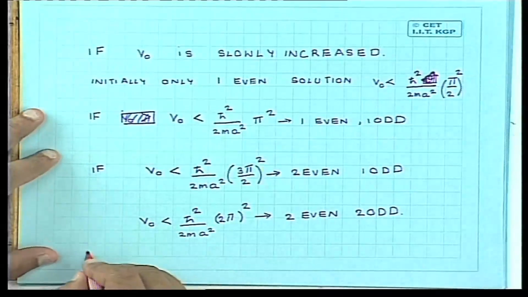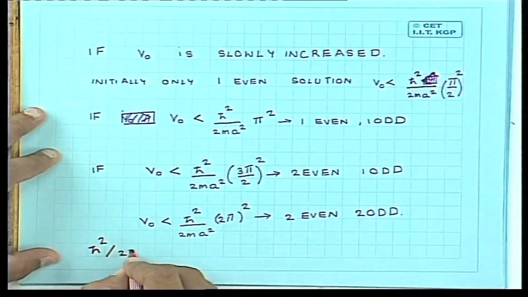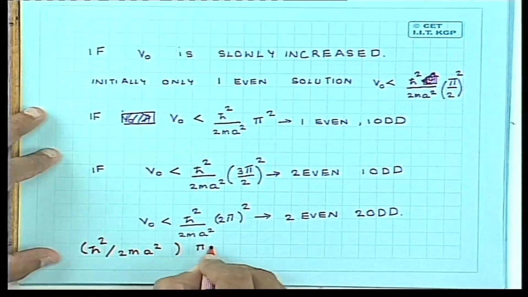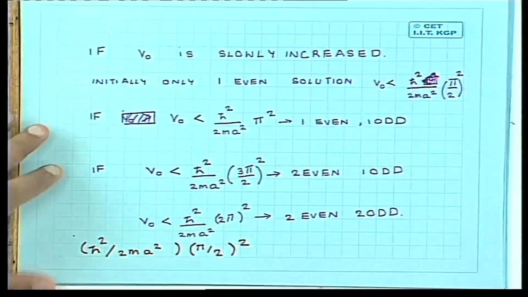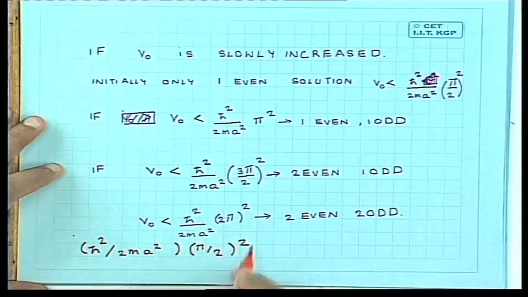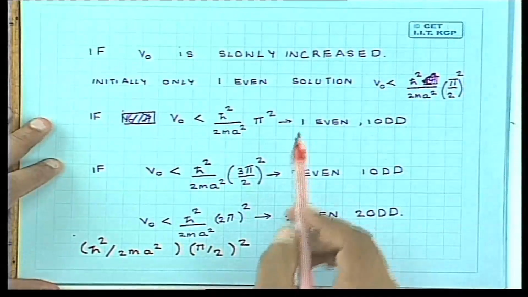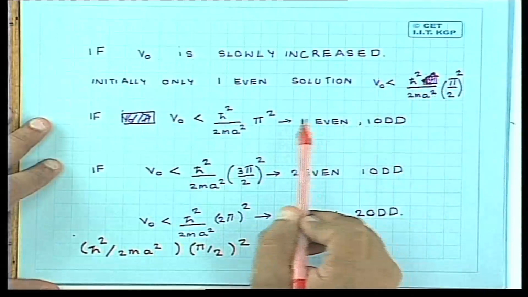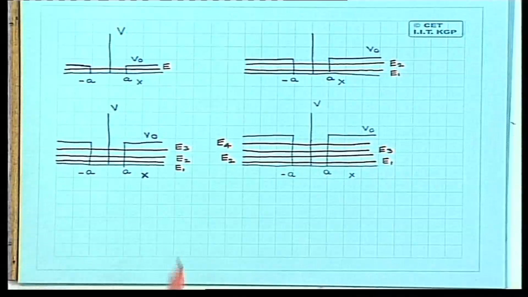So for every unit of ħ² by 2ma² times (π/2)², once the potential crosses one unit of this, you get one more energy level. So if it is less than this, then you have one energy level. The moment it crosses this, you get one more, one more, one more. So I have shown this pictorially over here.